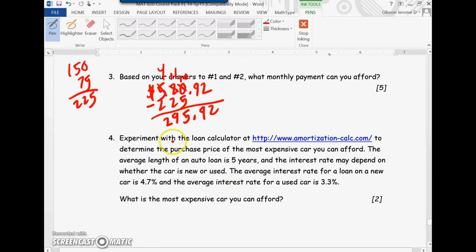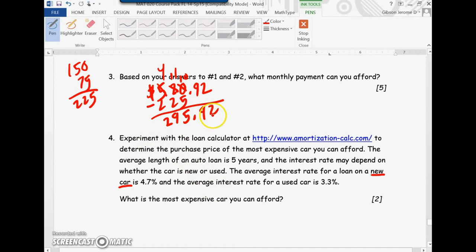Okay, now it says experiment with the loan calculator. Now you can still use that mortgage calculator that I showed you off on Bankrate.com. You can use that. Now here's the thing. You have to determine if you're going to get a new car or a used car. And you need to underline which one you're going to get so I would know what interest rate you're using. Okay, so let's say I want a new car. So I want a new car.